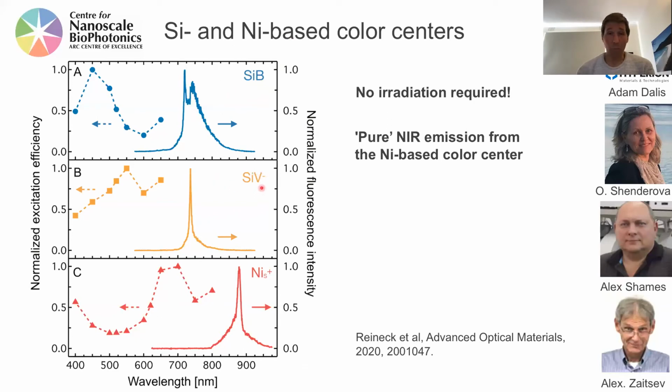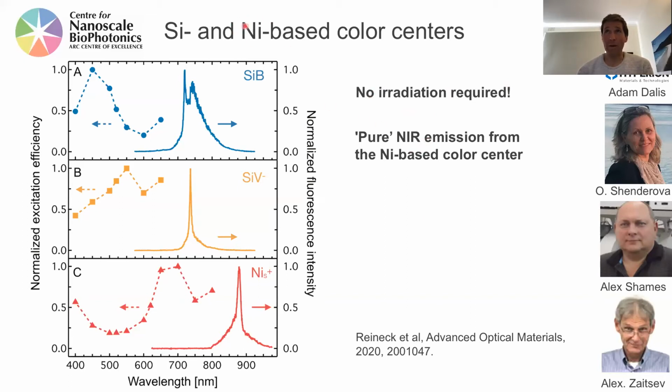And the quite well-known silicon vacancy defect. And here most particles contain both centers. But what's nice about the silicon and the nickel-based material, they show very, very little NV fluorescence, irrespective of where you excite the particle. So you can excite them even with green light, and you will mostly see the silicon-related emission and the nickel-related emission. And for all of these, no irradiation is required.